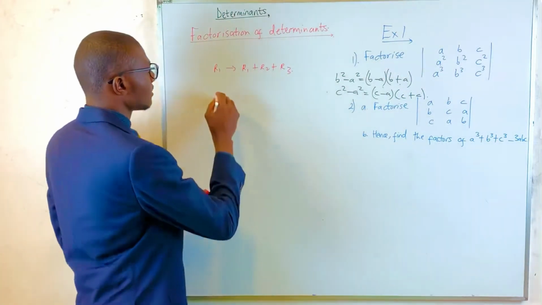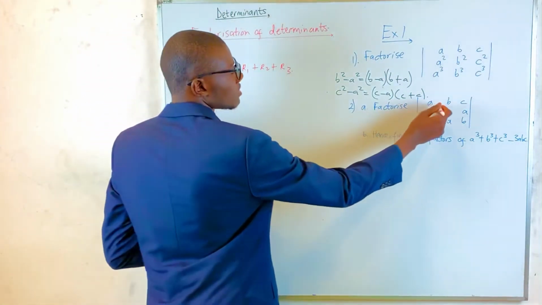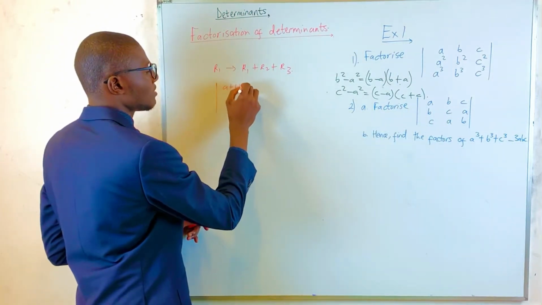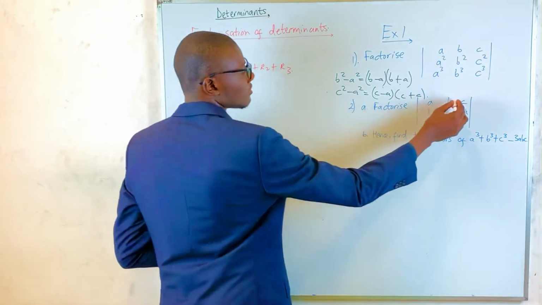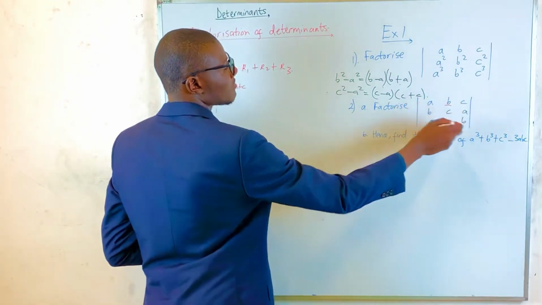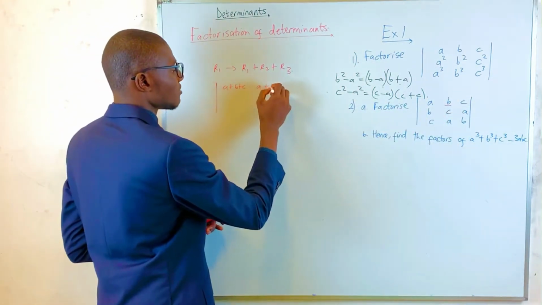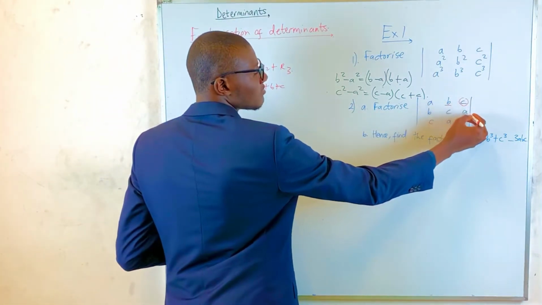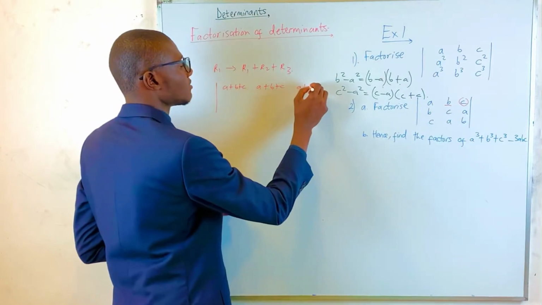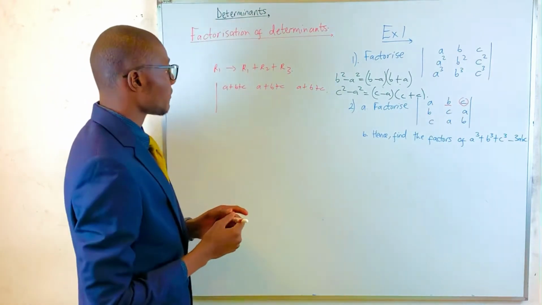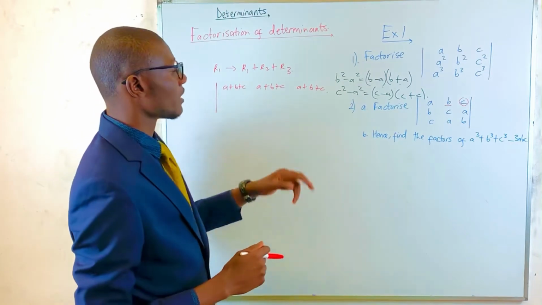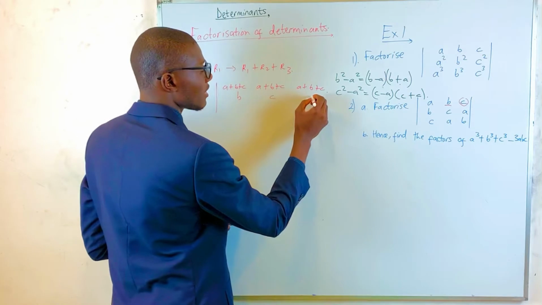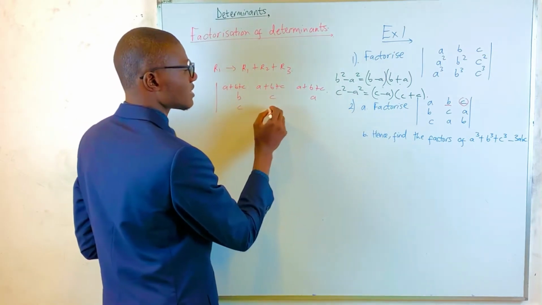Let's see what happens if we manipulate the first row like that. The first row was a plus b plus c. For this one here, b plus c plus a is just a plus b plus c. Then c plus a plus b is also just a plus b plus c. So now we've rewritten our first row like that. The second row and the third row can remain unchanged.